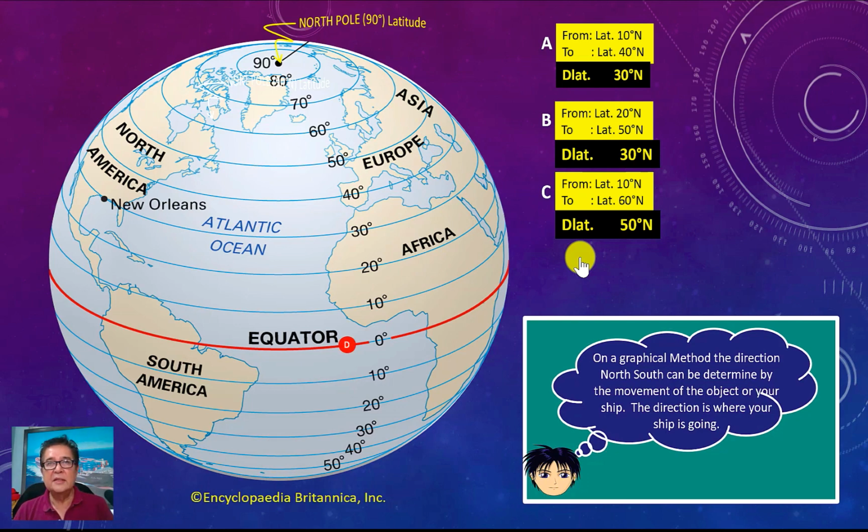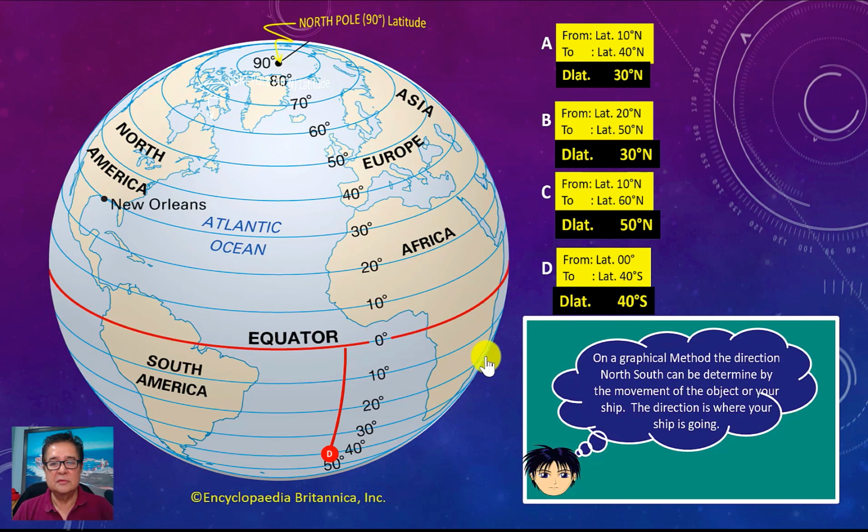Ship D starts at the equator, so it is 0. Going down this time to 40 degrees south. So the difference of latitude is 10, 20, 30, 40. 40 degrees going south.